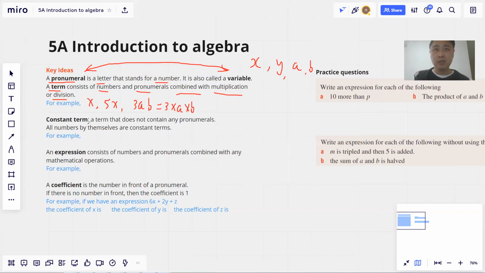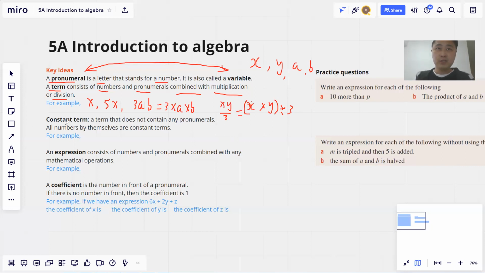Another thing: sometimes we can say something like xy over 3. What does this mean? This means x times y, and after multiplying together, divide by 3. So they are all terms.